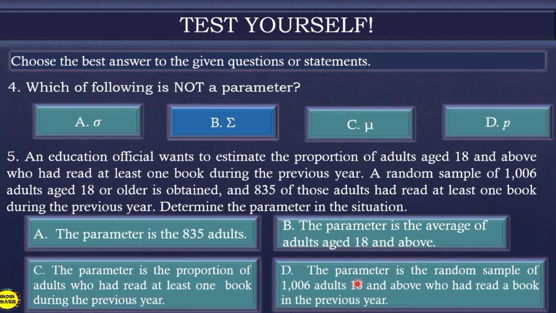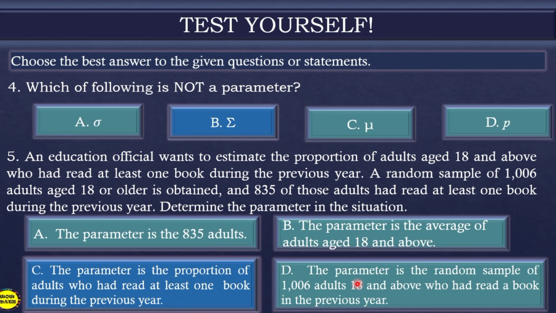Okay, so what letter? Letter A, the parameter is 835 adults. Letter B, the parameter is the average of adults aged 18 and above. Letter C, the parameter is the proportion of adults who had read at least one book during the previous year. And letter D, the parameter is the random sample of 1,006 adults 18 and above who had read a book in the previous year. So the answer is letter C. So, is the proportion of adults who had read at least one book during the previous year.